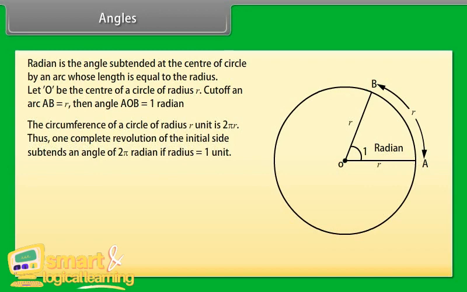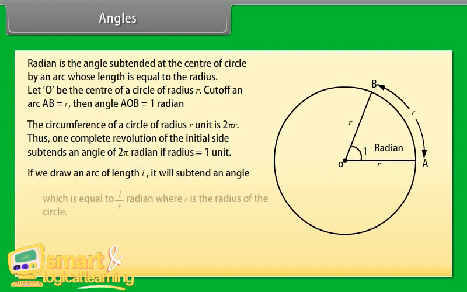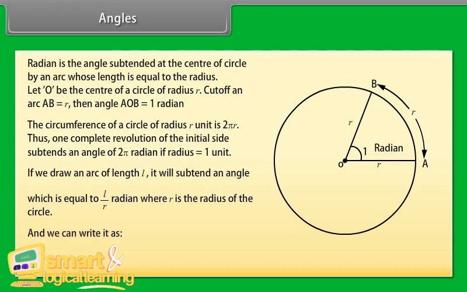The circumference of a circle of radius r unit is 2πr. Thus, one complete revolution of the initial side subtends an angle of 2π radian if the radius is equal to 1 unit. If we draw an arc of length L, it will subtend an angle equal to L by r radian, where r is the radius of the circle. And we can write it as L = r θ.